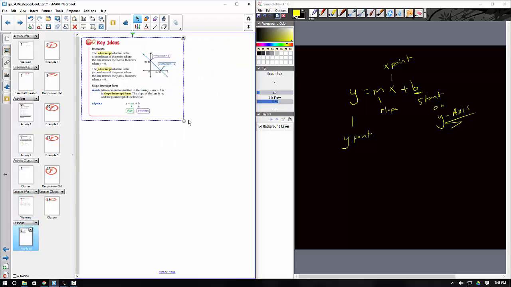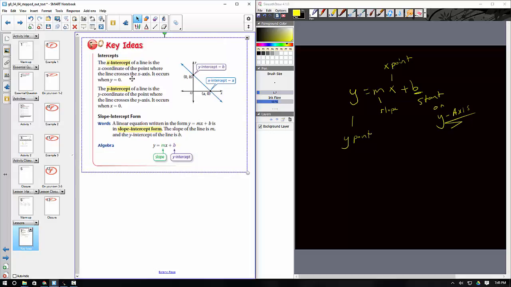So here are my various words that I want to focus on today. One is x-intercept. That's where it crosses the x-axis. This is your y-intercept. Notice that the y-intercept is (0, b). The x-intercept is whatever it is, so like (a, 0). Then I have slope-intercept form, which is y equals mx plus b. And again, the b is the starting point or the place on the y-axis.